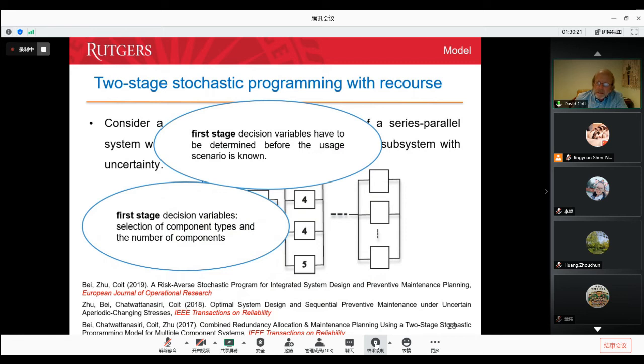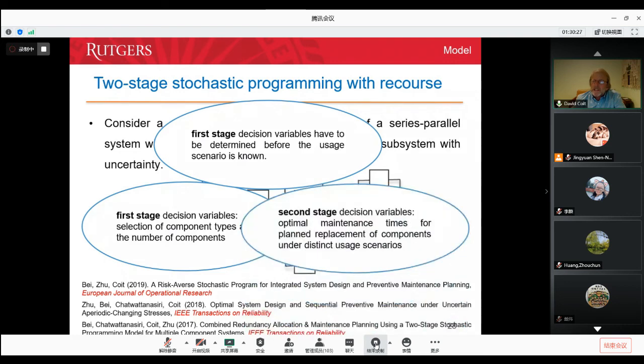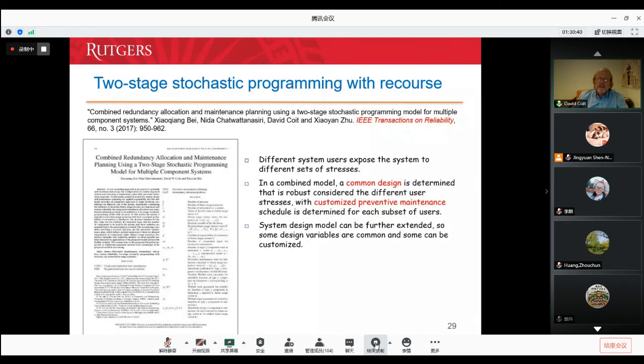The first stage, we need to decide before the specific usage scenario or stress is known. But once it is known, the second stage decision variables can be customized to the specific scenario of stress that was observed. Okay, here's the paper. This is a 2017 paper in IEEE Transactions on Reliability, and this was our first model.